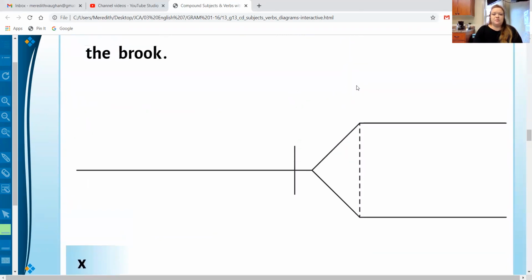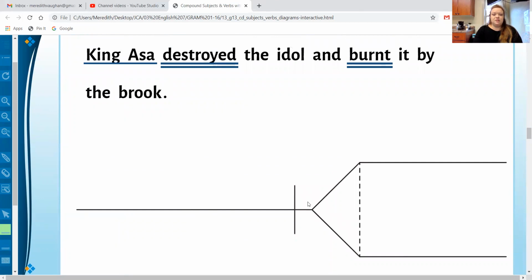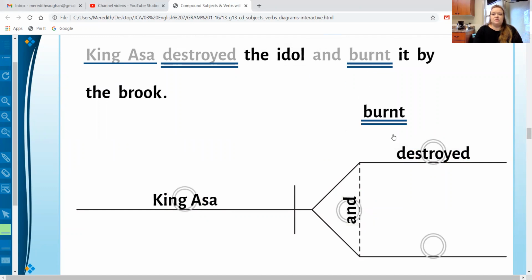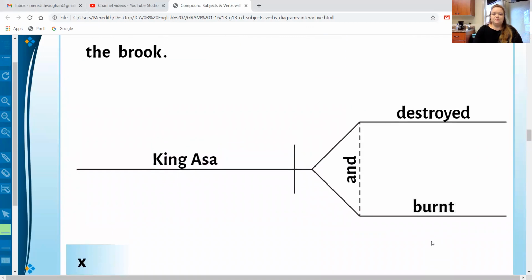All right, so let's go ahead and get our diagram. See, in this case, we have the opposite. We have a singular subject and we have a compound verb. So you draw that, let me include both. There we go. All right, and then you would put destroyed on the top and in the conjunction spot and burnt on the bottom. And there's your answer.